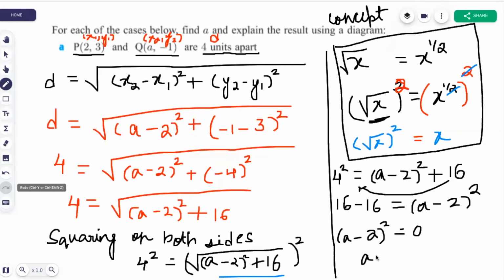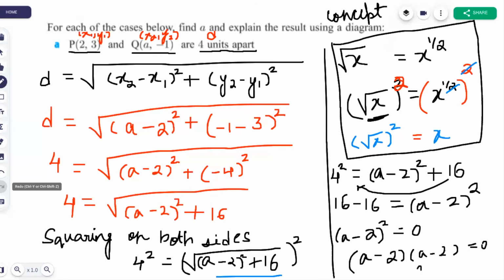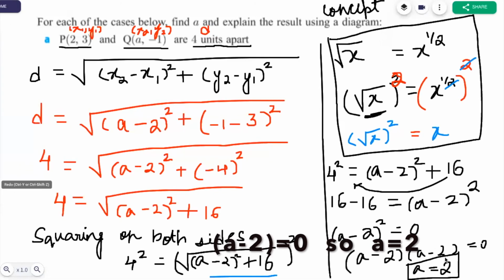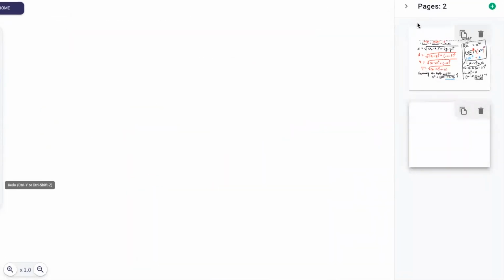This will be a minus 2 times a minus 2 is equal to 0. So I have got a is equal to 2. I have got only one value of a. Now we'll show it pictorially. They want a diagram. The question is saying explain the result using a diagram. Moving further, I'll show you the diagram for this.